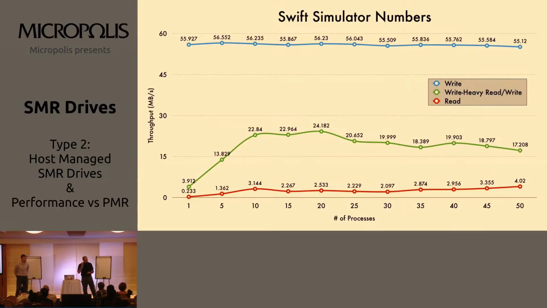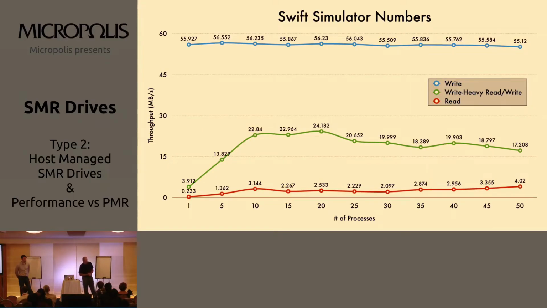So these are the absolute numbers that we get for writes, for reads, and for write-heavy read-writes on the host managed SMR drives. Our intention here is to see what is the best that we can get from these drives, but not under the best possible situations. So we are dealing here with very small objects, which are somewhat detrimental to all the reads, because it's forcing the drive to go and read very small chunks of data all the time.